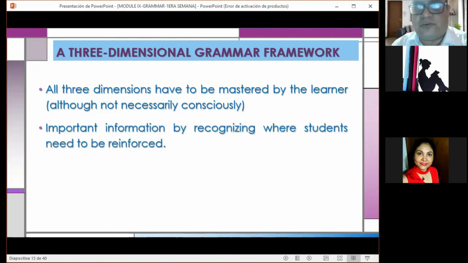Important information by recognizing where students need to be reinforced. So if you master these aspects, you can say, oh yeah, my students are not managing the structure, the form. They know the use, they know the meaning, but they don't manage the form, the structure.